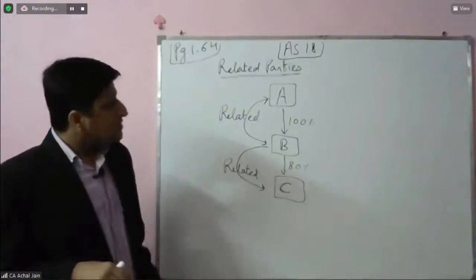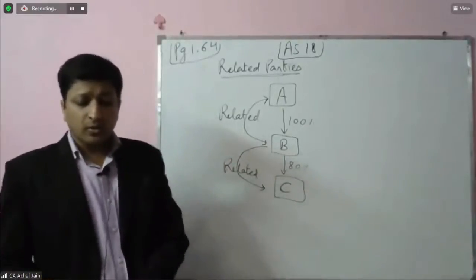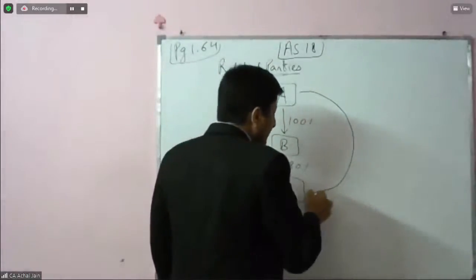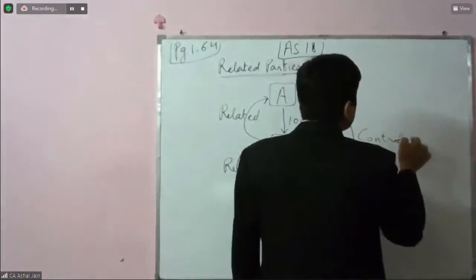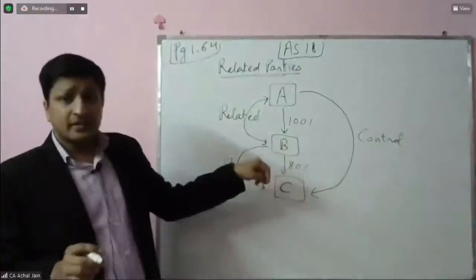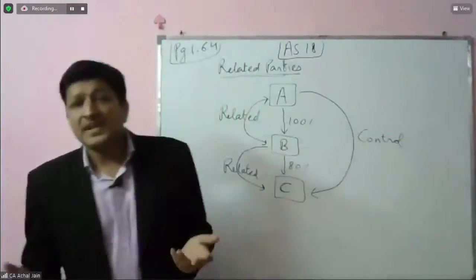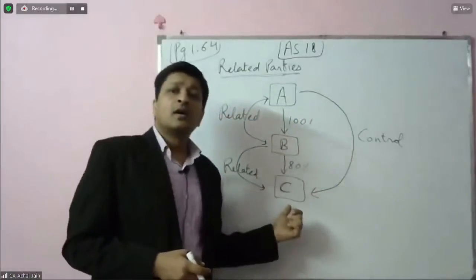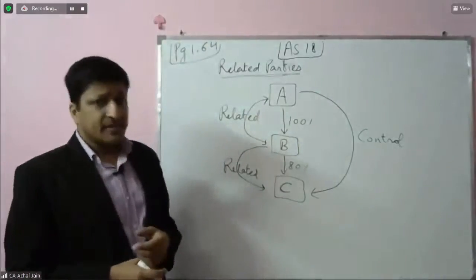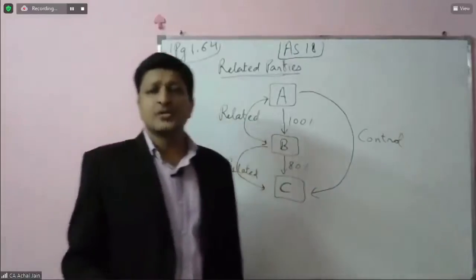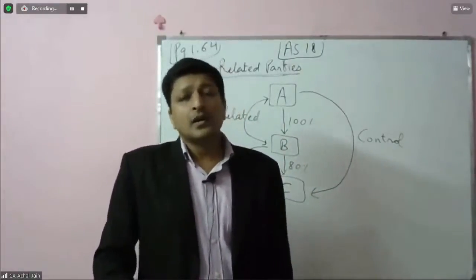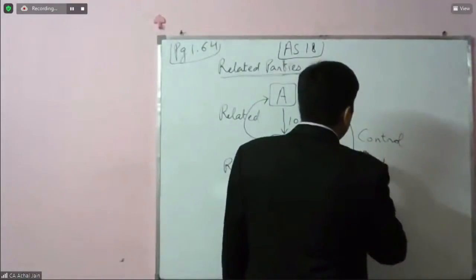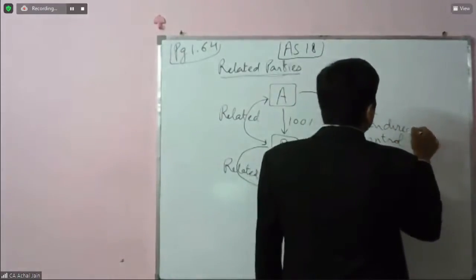Now, because A has got control over B and B has got control over C, in a way, we can say A has got indirect control over C. A doesn't have direct control, but through B, who is an intermediary in this case, A is able to exercise control over C. So that's why in this scenario, A and C will also become related to each other, and we say it's a situation of indirect control.